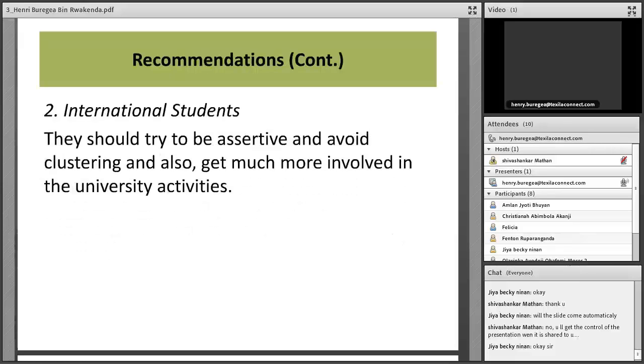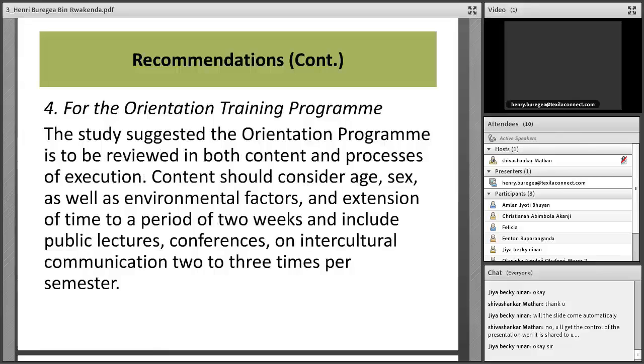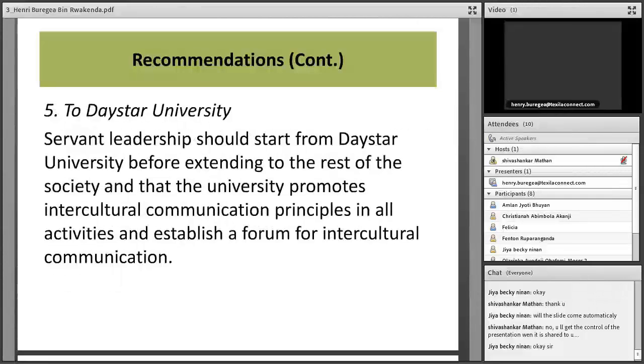On the other side, international students should try to be assertive and avoid clustering. Also get much more involved in student university activities. To both categories of students, they should understand that people are different and will always be different. Hence, the study recommends that they all go an extra mile to learn from each other. Also, we encourage the university to work on the orientation training program so that students will behave and also consider content of age as well as sex and gender, money, and environmental factors to help improve the quality of interaction. And then Daystar University as a whole should promote intercultural communication principles in all activities and establish a forum for international communication.